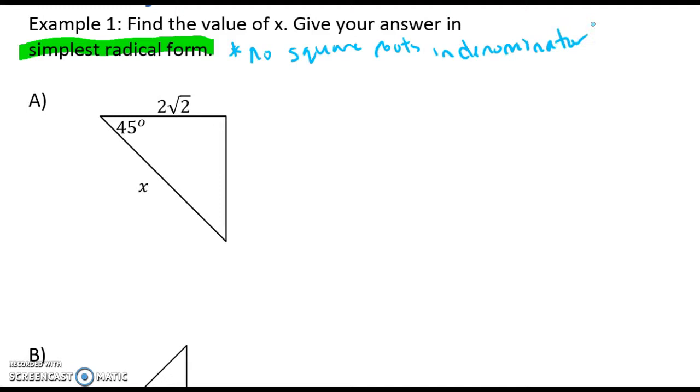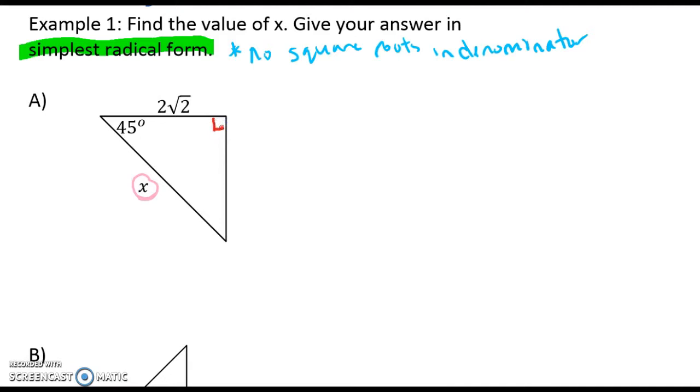Alright? So first things first, look at what you're looking for. Alright? I'm looking for x, and what is x? And, my bad, there's a right angle, let's pretend this was already there. I forgot to draw on that right angle.